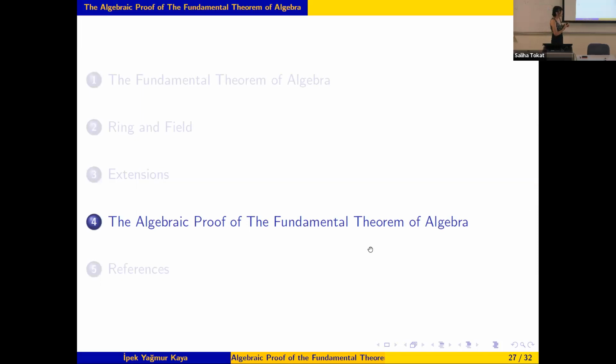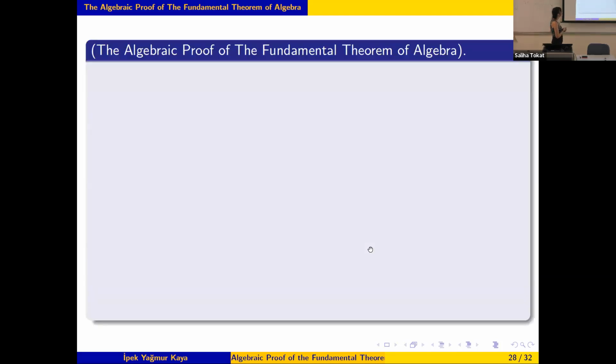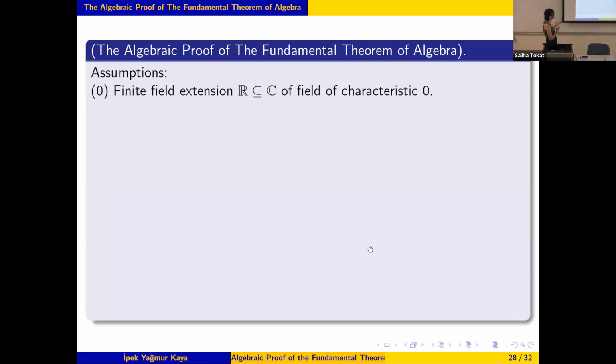Now, I'll give you some information about the proof. So let's continue. Our assumptions are going to be as follows. The zero assumption is that finite field extensions are in characteristic zero. I'm just going to use characteristic zero because it makes it easier and is the only case I know.